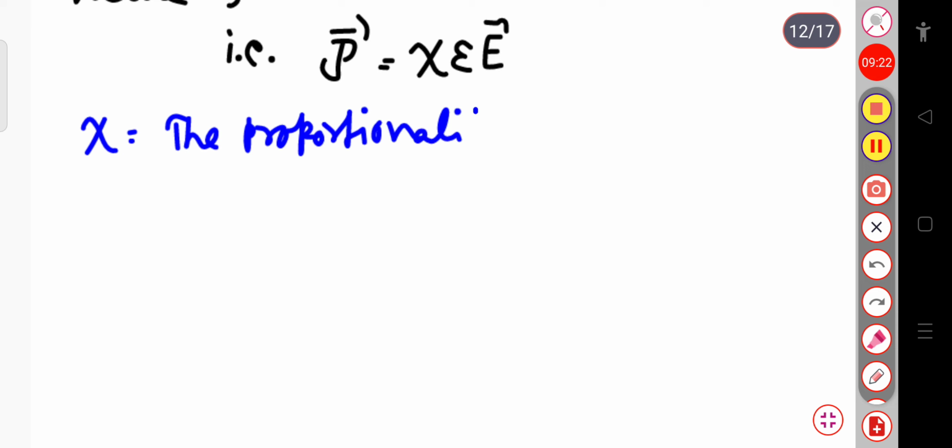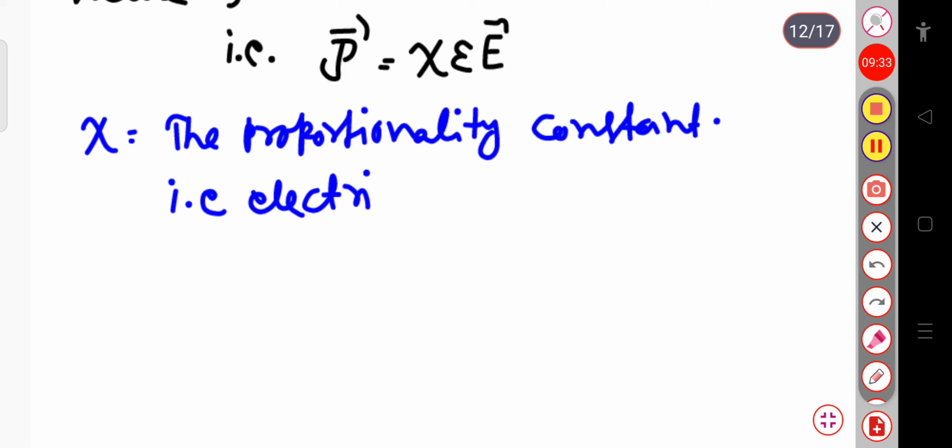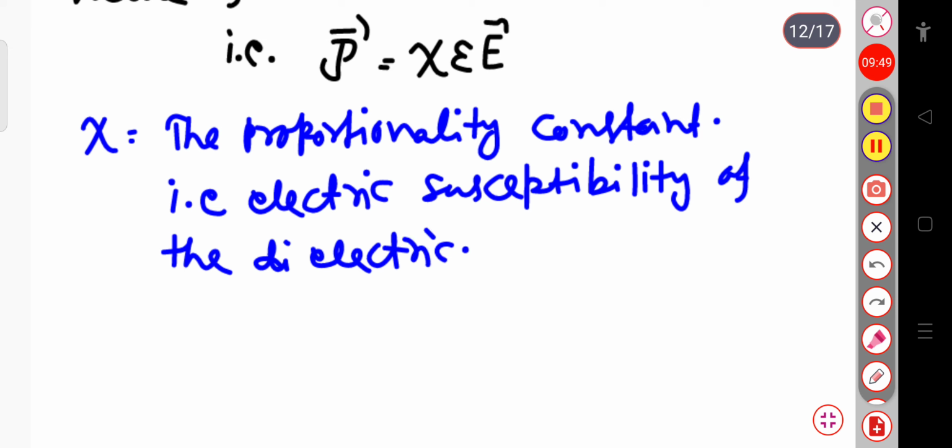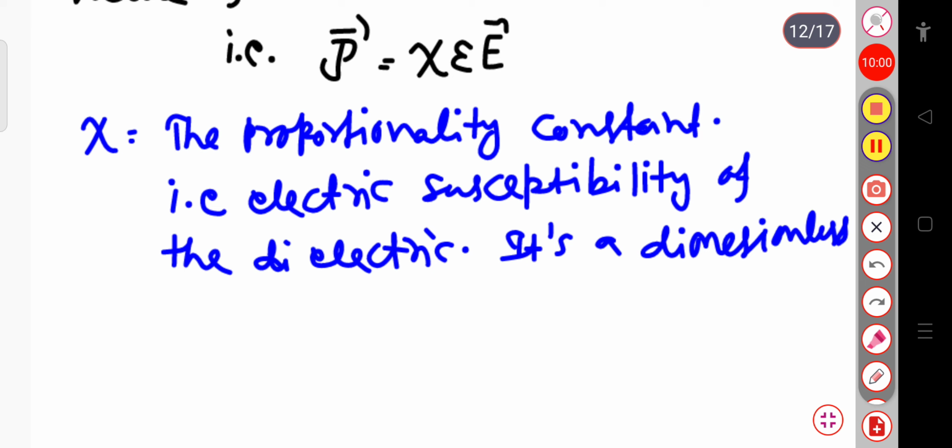that is also known as the electric susceptibility. This chi is also known as the electric susceptibility of the material, or the electric susceptibility of the dielectric. And also you should remember that it is a dimensionless constant. It means that it has no dimension.